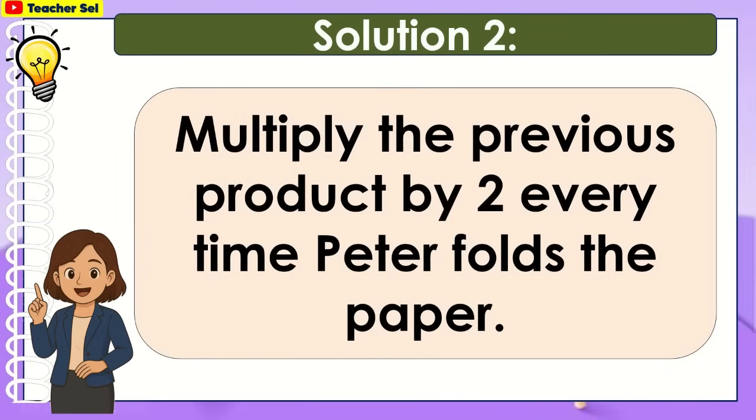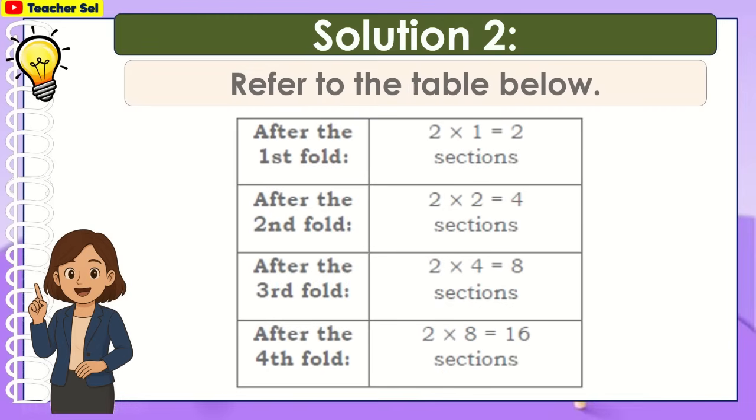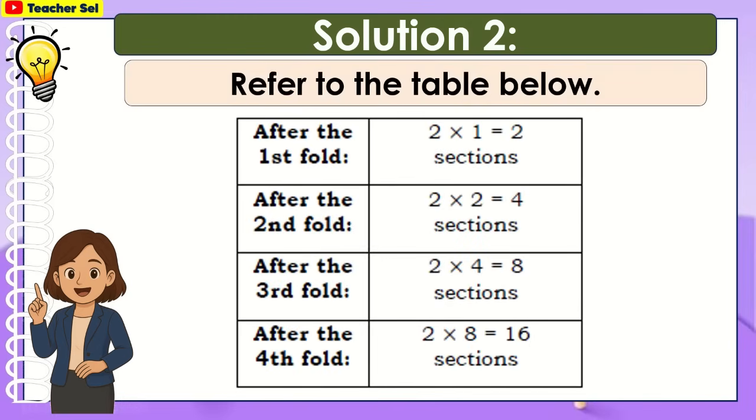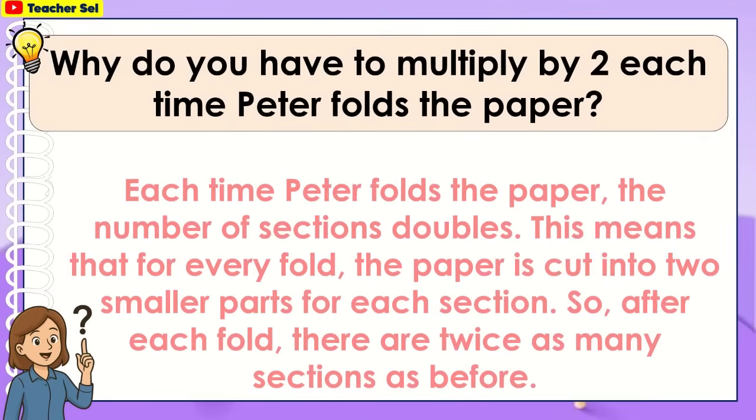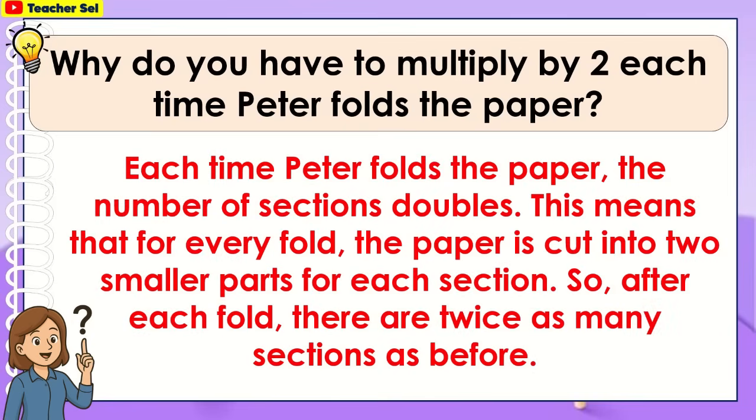Solution 2. Multiply the previous product by 2 every time Peter folds the paper. Refer to the table below. Why do you have to multiply by 2 each time Peter folds the paper? Each time Peter folds the paper, the number of sections doubles. This means that for every fold, the paper is cut into 2 smaller parts for each section. So, after each fold, there are twice as many sections as before.